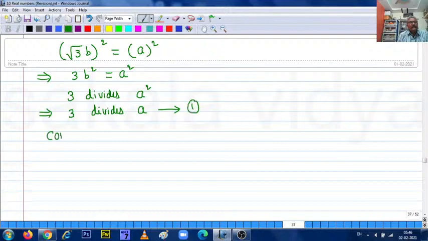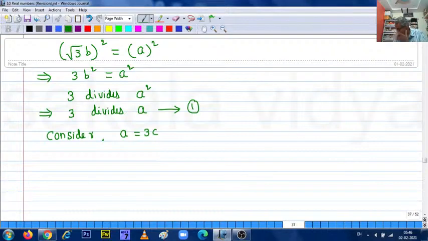Now consider a equals to... 3 divides a. So that means a is equal to 3c, because 3 divides a means 3c. For example, 2 divides a, a is equal to 2c; 5 divides a, a is equal to 5c. Like that you need to write a is equal to 3c. Put this a is equal to 3c here in this step.